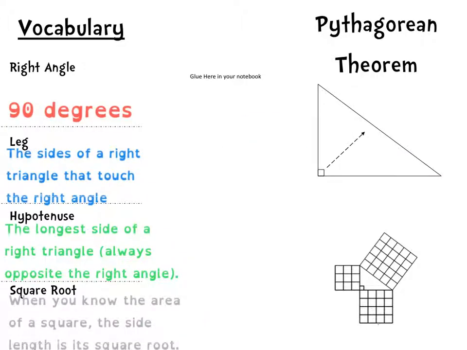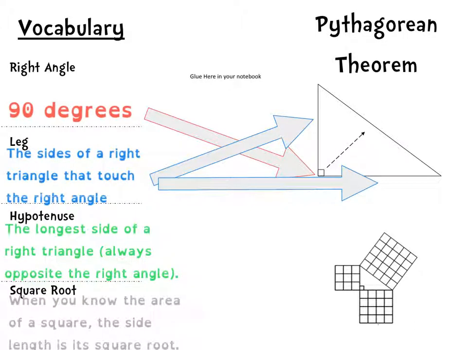All right, on this page, I'd like you to write a little vocabulary. The right angle, that's always 90 degrees, comes right at the corner of a right triangle. There are always two legs, and they're the sides of a right triangle that touch the right angle. And then the hypotenuse is the longest side of a right triangle. It's always opposite the right angle. So this one over here.